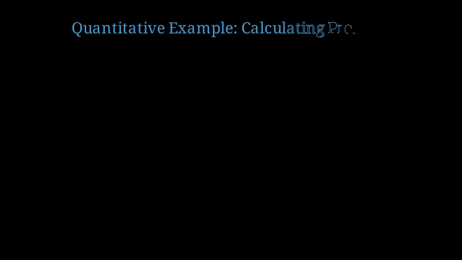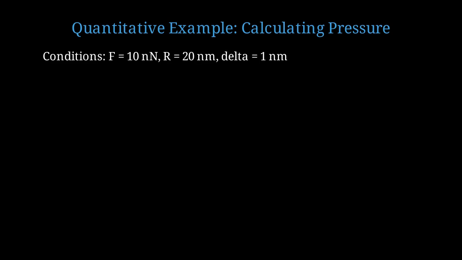Let's do one more quantitative example to appreciate the forces involved. What pressure are we applying during a typical indentation? Consider our previous polystyrene example: 10 nanonewtons force, 20 nanometer tip radius, 1 nanometer indentation. The contact radius a equals the square root of R times delta, which is the square root of 20 times 10 to the negative 9 times 1 times 10 to the negative 9, giving us 4.5 nanometers.